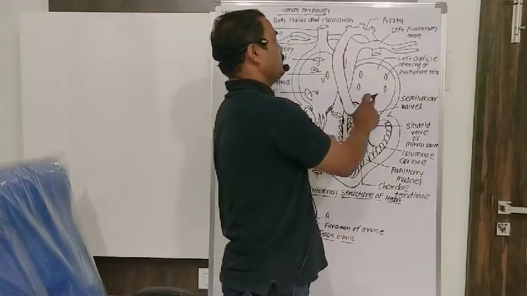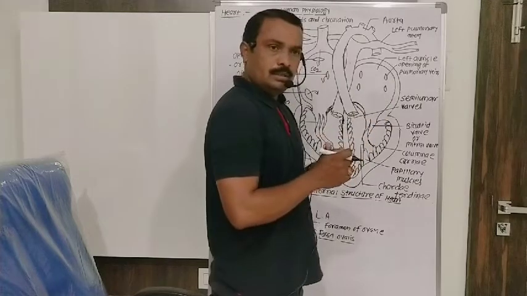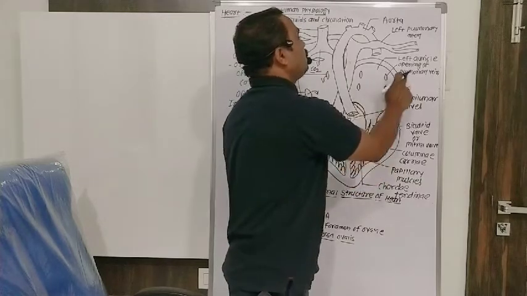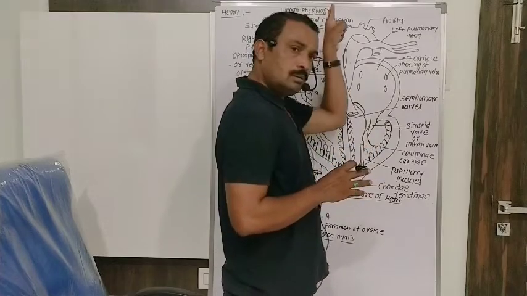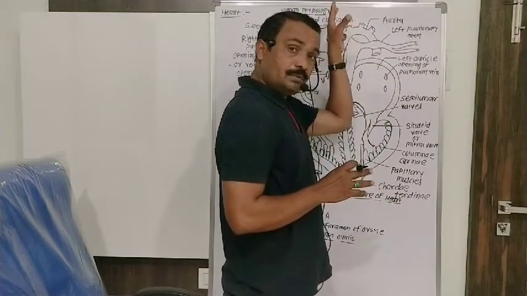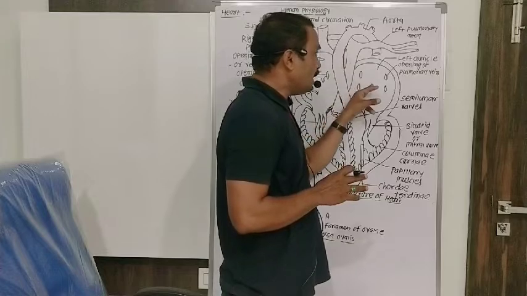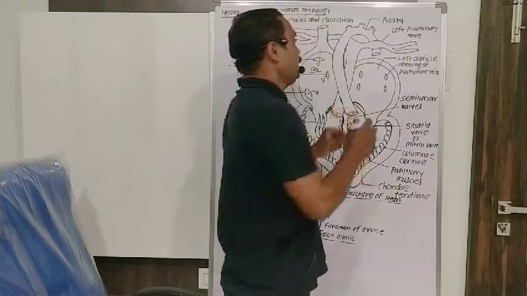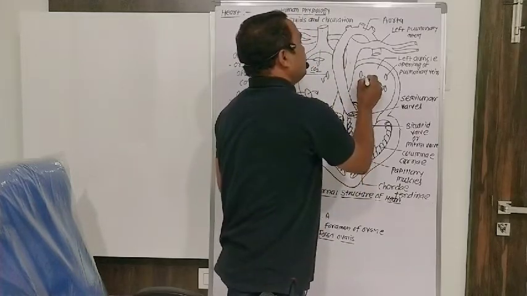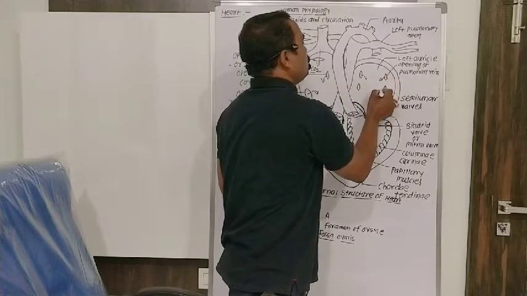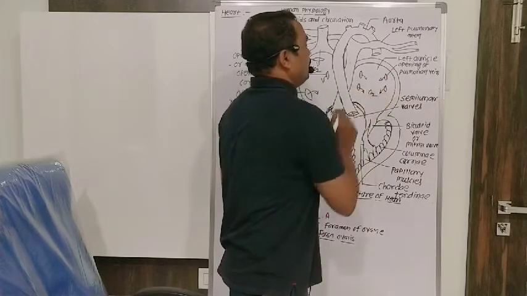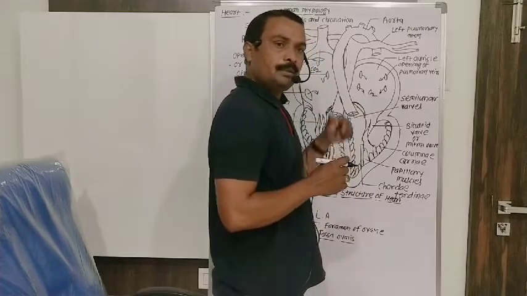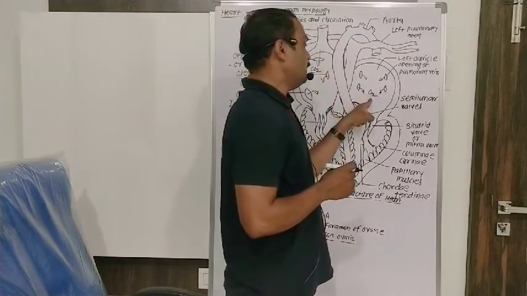In the left auricle also there are openings. These openings are the openings of the pulmonary veins. Pulmonary veins carry oxygenated blood from the lungs to the left auricle. The right pulmonary veins and left pulmonary veins open into the left auricle and carry oxygenated blood from the lungs to the left auricle.